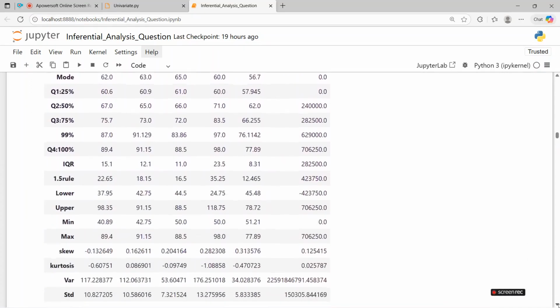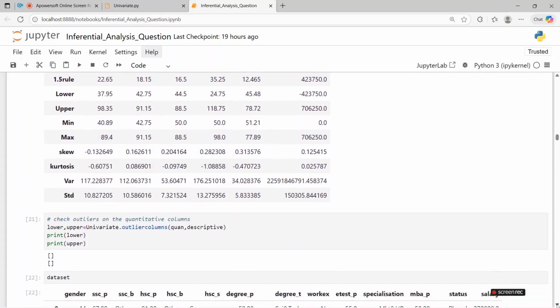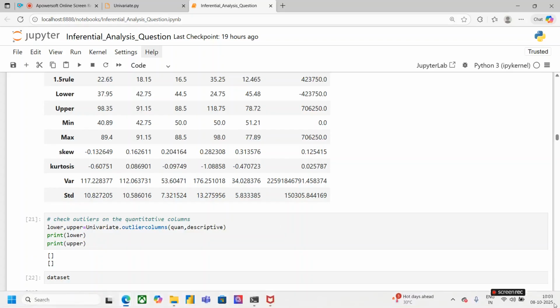So we are checking that now. Here we can see that the min value and max value are replaced based on the lower bound and upper bound, 42.75 and 91.15. So now we have replaced all the outliers available in the data set. The next step is we are checking once again whether outliers are available in the columns or not. We run the outlier columns function once again, and we are getting an empty list. So we are good to go.